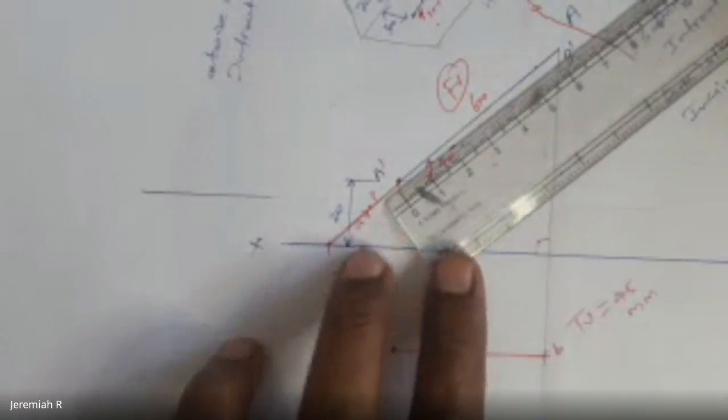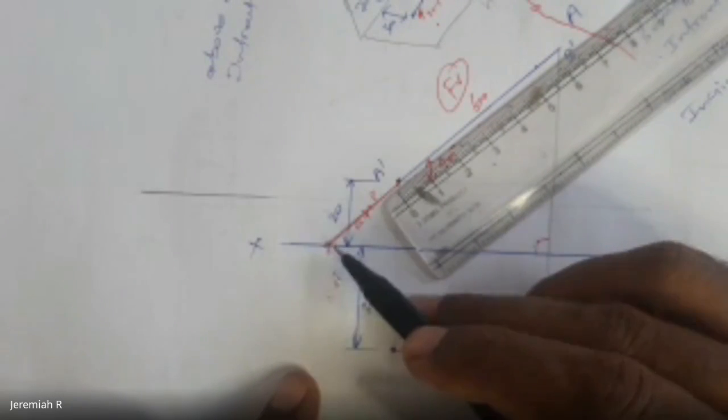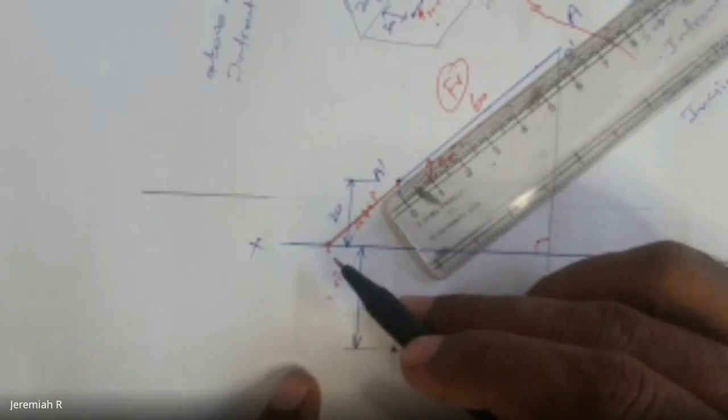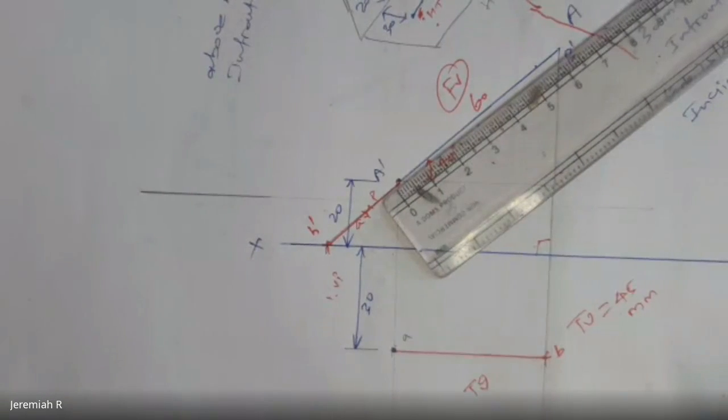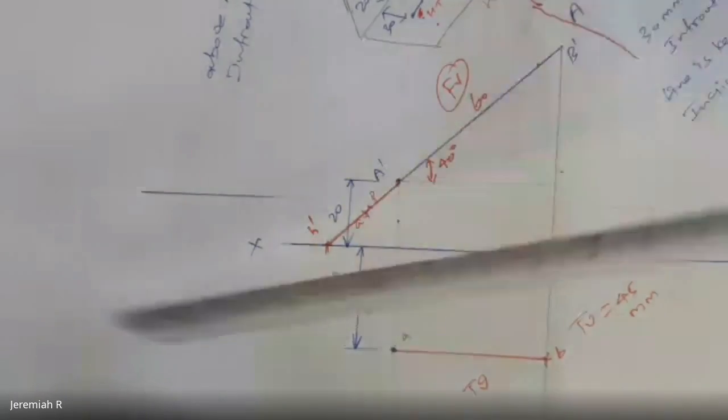So what I did here: I'm just extending this incline line, so that it touches on the XY line. Just give some name here, H dash or something like that. If it's the horizontal trace, give the name H dash. If it's the vertical trace, give the name B dash.